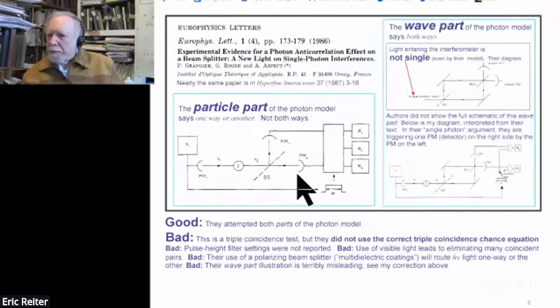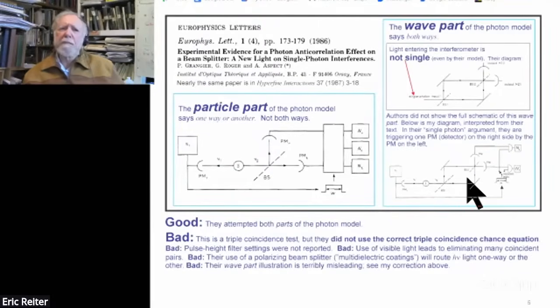Then these people, the French team, Aspect, they have a 2 hν source that they catch in opposite directions. They use going to the left as a trigger and then do a triple coincidence to see if the detector clicks happen in coincidence in time. The good thing about this work is that they recognize the two parts of the photon model, the particle part and the wave part, and they test both.